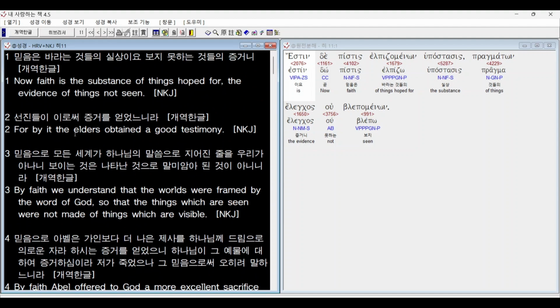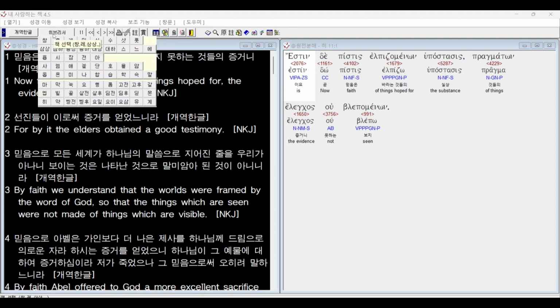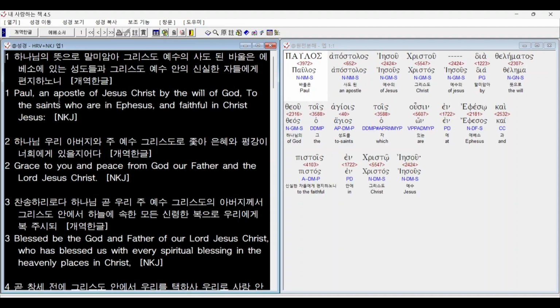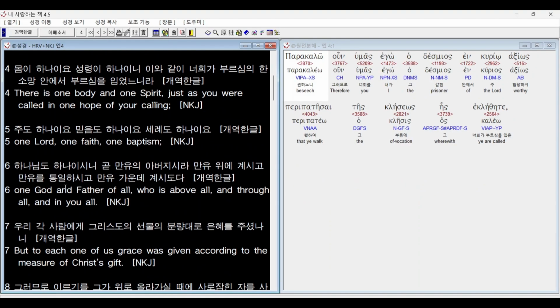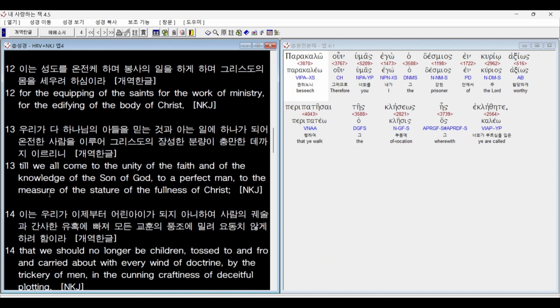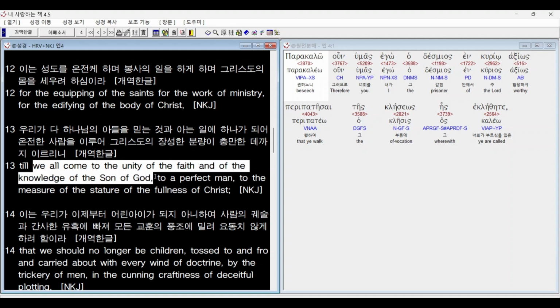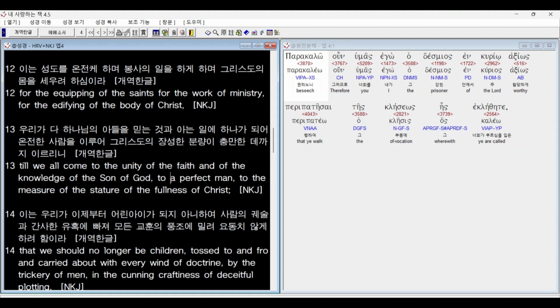What faith are we talking about? The faith of the Christos Jesus. And these elders have the perfect faith, perfect knowledge. When we go to Ephesians chapter 4, verse 13, we all come to the unity of the faith and of the knowledge of the Son of God. That is called the perfect man.